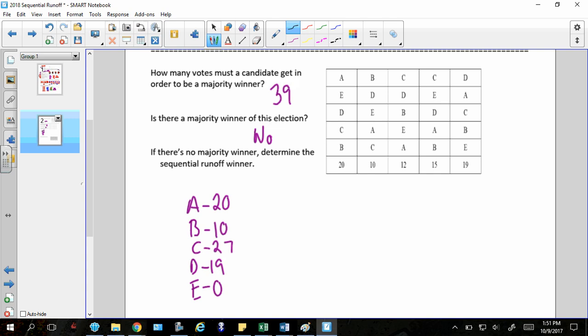So E, 0. All right. So sequential runoff, E's gone. So I'm going to take E out. Now, the more practice you get with this, the sooner you'll figure out that when no one ever came in first place, or when someone has a score of 0, that means no points are going to be redistributed. So in reality, the 0 just kind of gets eliminated, and you could basically just eliminate the next place person because, again, when E has 0, that means no points.